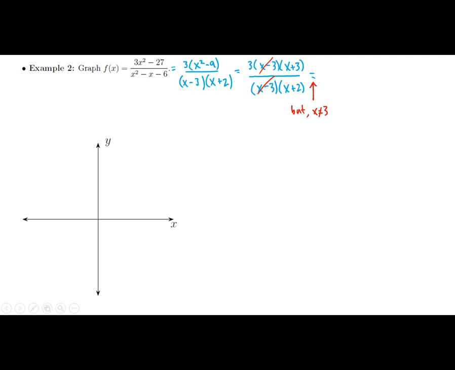But other than that, let's just go ahead and write here. So there is a hole at x equals 3.